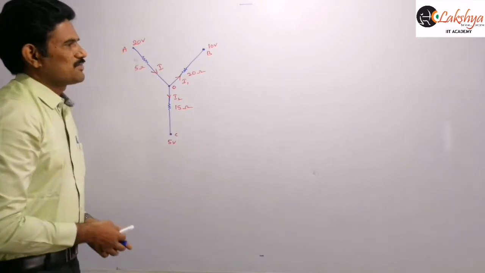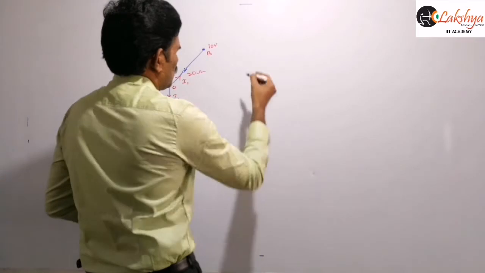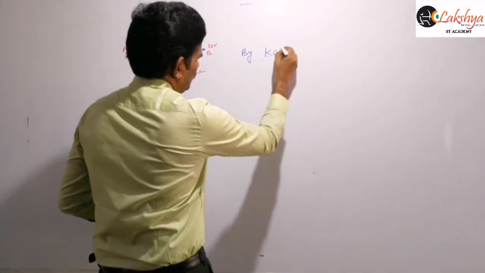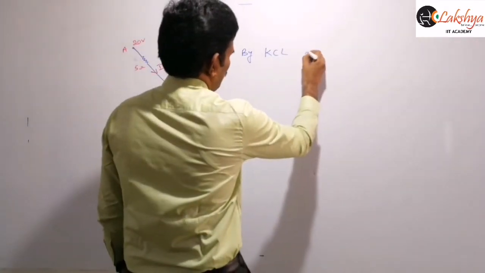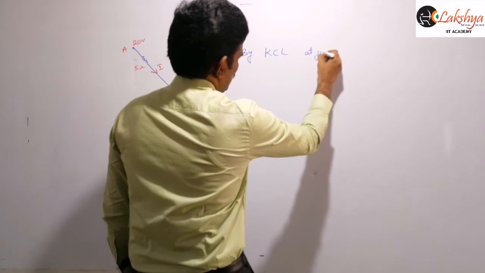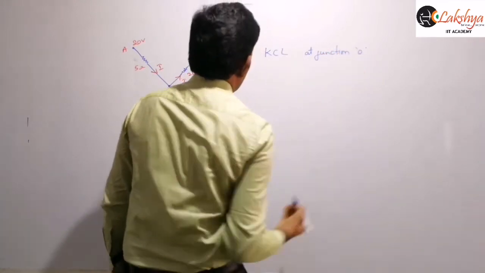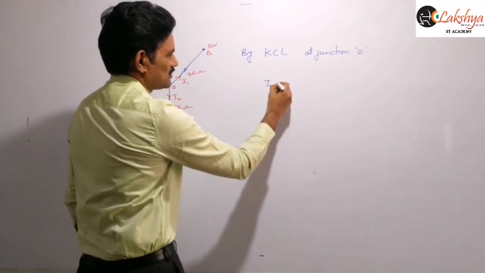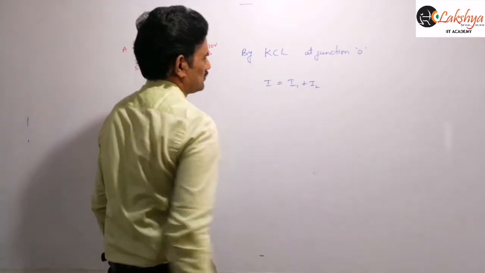Now I am writing this Kirchhoff first law here. By KCL, that means Kirchhoff current law or Kirchhoff junction law, at junction O, if I apply this Kirchhoff junction law at that junction, I can write I equal to I1 plus I2.